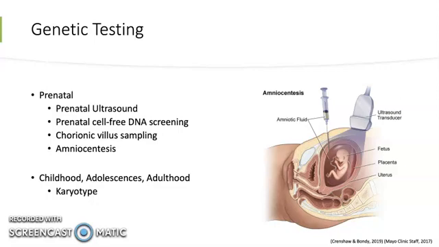There are not as many options for genetic testing in childhood, adolescence, or adulthood, but individuals can do karyotyping, which is another lab test that takes a blood sample from the individual, and again, it is used to ascertain a person's karyotype and look at those chromosomes like with the prenatal genetic testing. In the picture on this slide, it shows a really simple visual of how the amniocentesis is done.